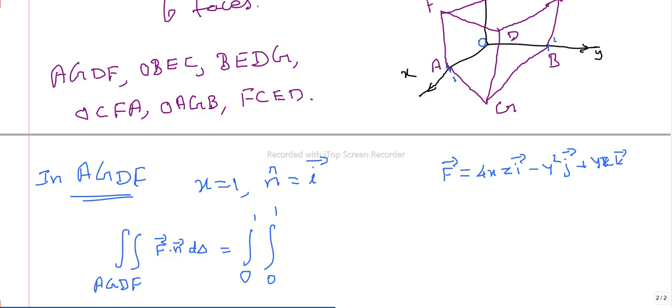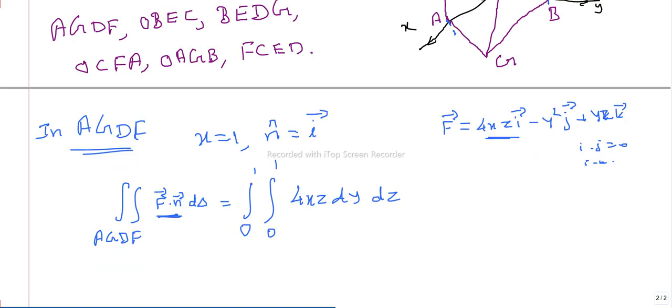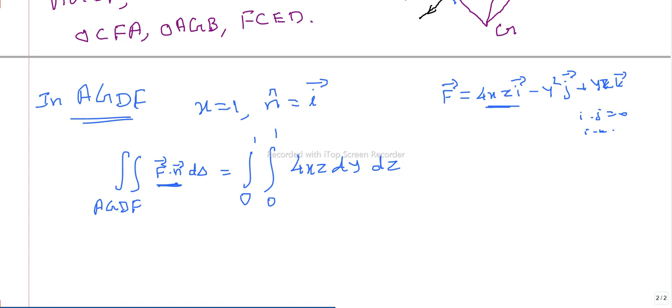Now the formula is F dot n vector. The n vector is the i vector. If you dot with i, we get only this term. All the other terms are 0 because i dot j is 0, i dot k is also 0. Only i dot i is 1. So we get only this 4xz. dS is nothing but, since the only variables are y and z, dy dz or dz dy. Better we take dy first.